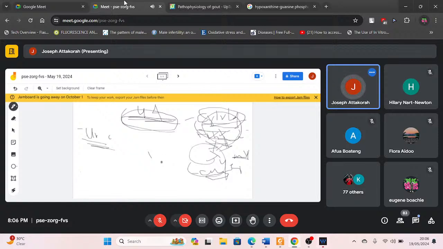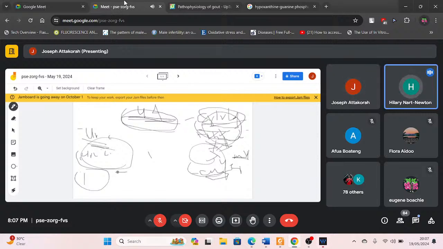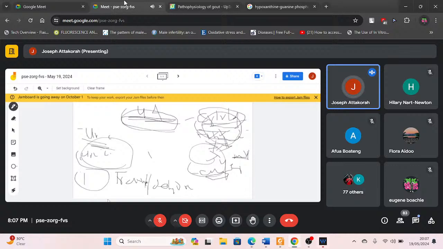So, which conditions can cause them to be released from the fibrous tissue or the cartilage into the bloodstream? What are some of the conditions that could push them from the fibrous tissue or the cartilage to the bloodstream? Who can tell me one or two? Trauma, dehydration, or rapid weight loss. Trauma, good. Dehydration, good. Trauma can cause uric acid to be released from the fibrous tissue or cartilage into the bloodstream.